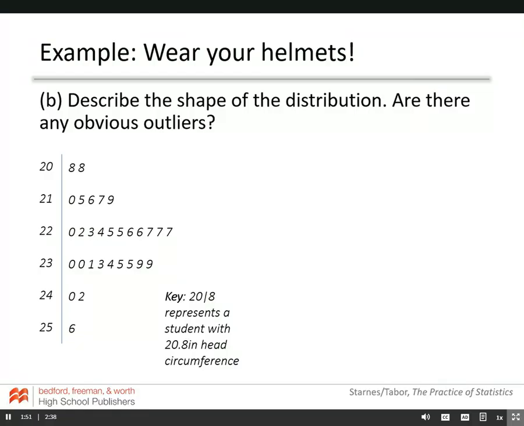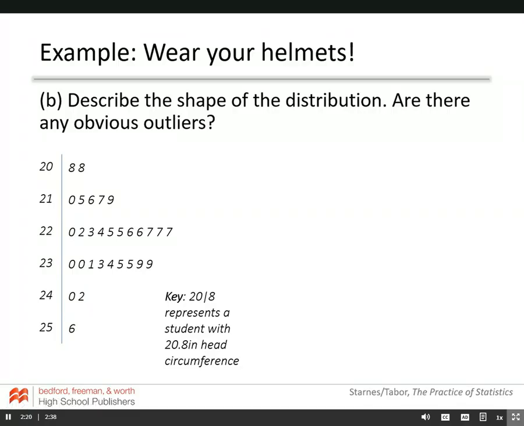In part B, we're asked to describe the shape of the distribution and if there are any obvious outliers. What some students find most helpful to do is take your stem and leaf plot and actually rotate your paper so it's now horizontal, much the way you look at a histogram or a dot plot. When you see that, you can look at the shape and you can identify that it's roughly symmetric with one single peak. There are really no gaps, and so there don't seem to be any outliers either.